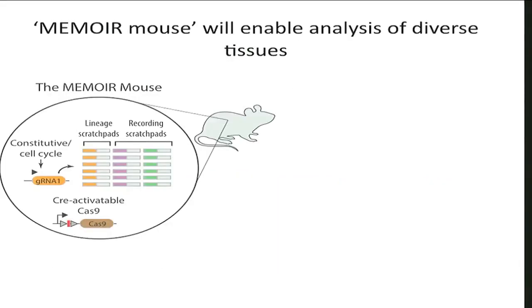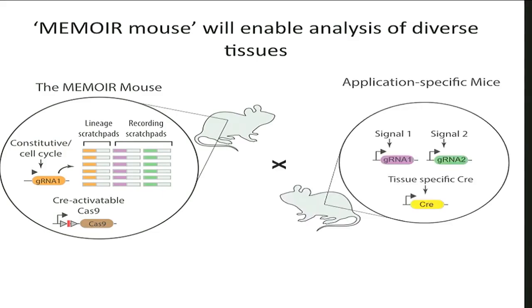And then we also have this other idea, which is that it would be great to create something like a MEMOIR mouse. The MEMOIR mouse would have all the recording components already in there, validated, working great. And this mouse, if we set it up right, could be activatable by Cre, in which case it could be mated into application-specific mice, which would allow anybody to mate their favorite Cre mouse with this mouse and be able to record signals in tissues of interest.